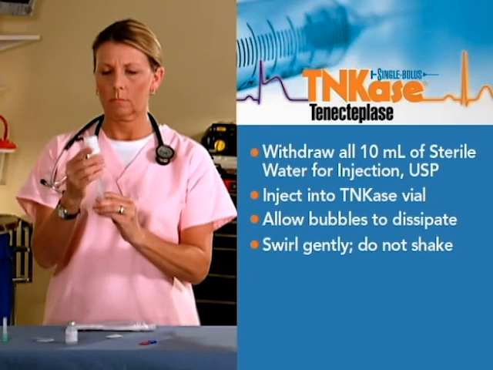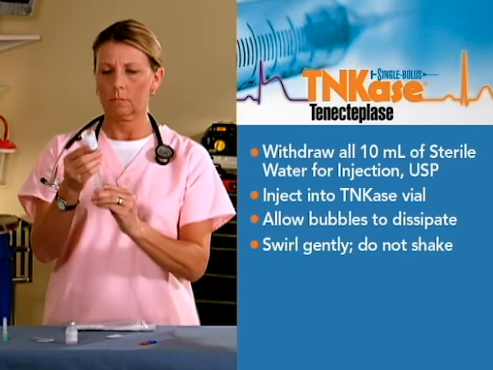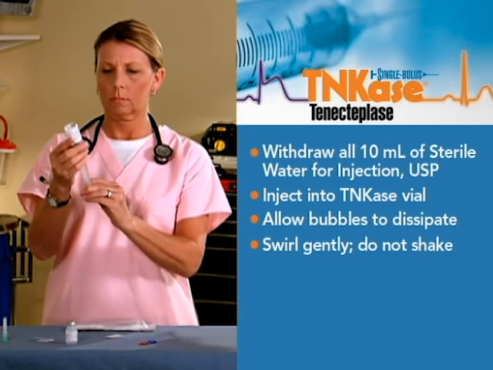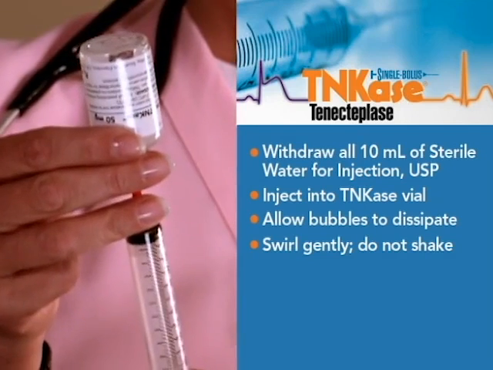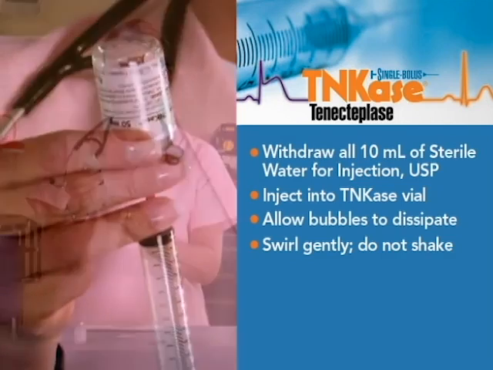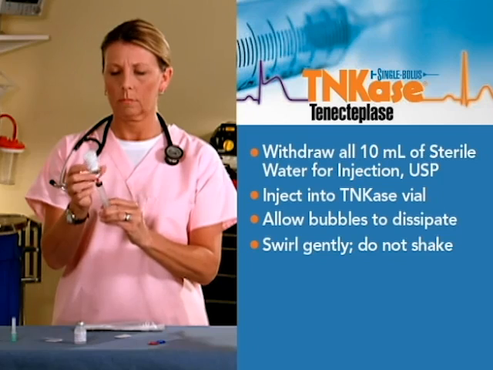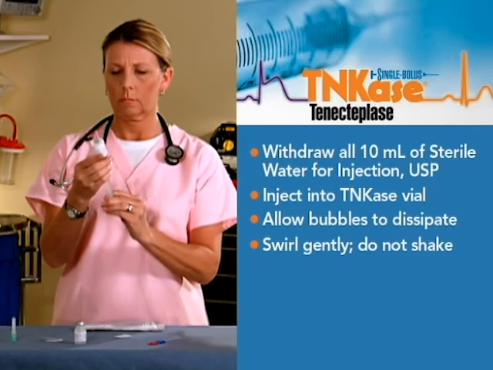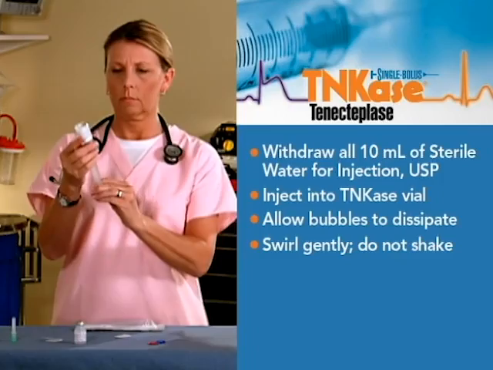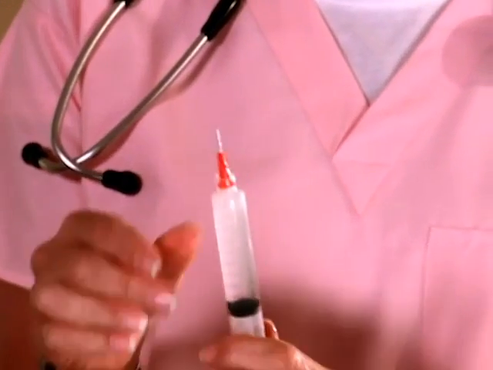You may see some foaming as you reconstitute. This is not unusual. If there are any large bubbles, let the product stand undisturbed to allow the bubbles to dissipate. Next, swirl the vial gently until the contents are completely dissolved. Do not shake the vial. The solution should then be colorless or pale yellow and transparent.